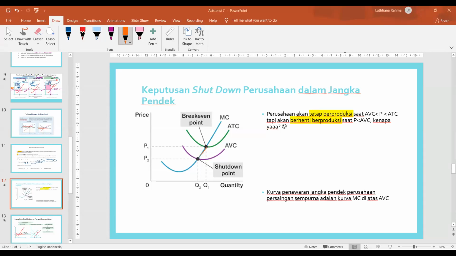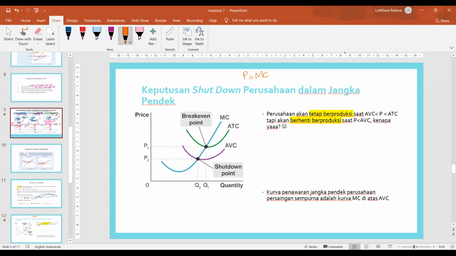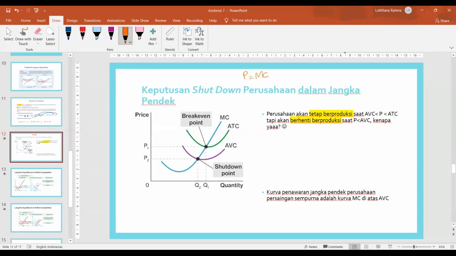Remember that it is a perfectly competitive market. So the price will always equal marginal cost, because of this condition, the equilibrium. Here is the price, right? Here Q is always equal to MC, right? Here is equal to MC and here is also equal to MC, right? So the price will always equal marginal cost in perfectly competitive firms. Although the price is between the average cost and the average variable cost, the firms will keep producing.